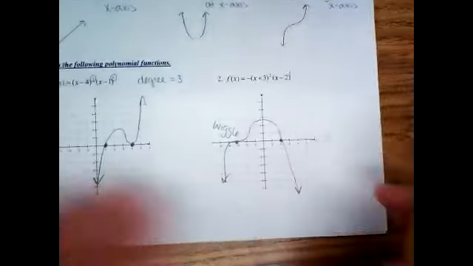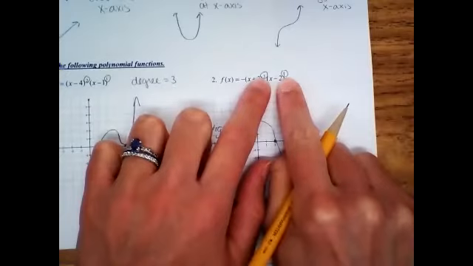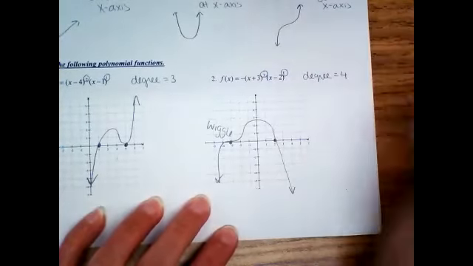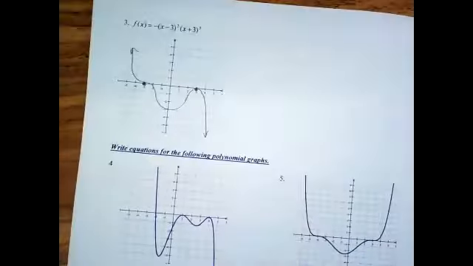Here, let's do that again. For number 2, the powers were 3 and 1. So what would that degree be? 4. 4 is even. So do you see how they're going the same way? And I'm glad you asked that, because that tied that together so nicely.